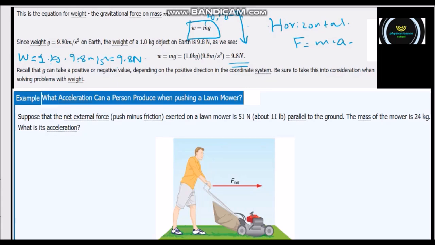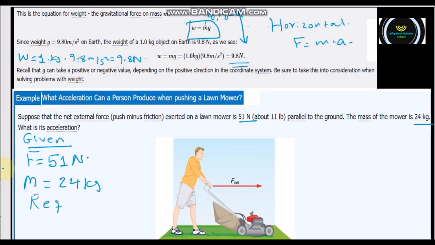Let's see one example. What acceleration can a person produce when pushing a lawn mower? Suppose that the net force, push minus friction, exerted on a lawn mower is 51 Newton parallel to the ground. The mass of the mower is 24 kilogram. What is its acceleration? You are given the force, 51 Newton, and the mass of the mower, 24 kilogram. You are required to find its acceleration.